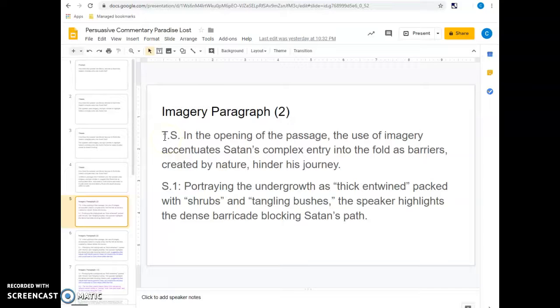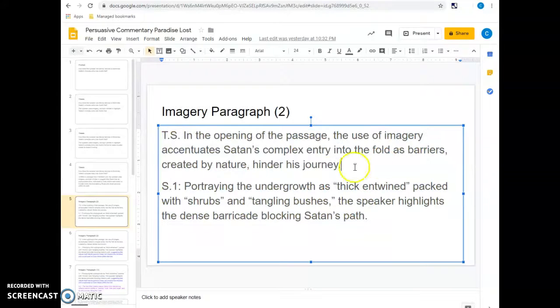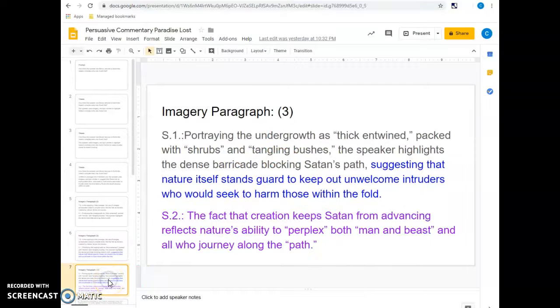and you can see that if you just have this in your paragraph, as good as these sentences are, in the opening passage, the use of imagery accentuates Satan's complex entry into the fold as barriers created by nature hinder his journey. Portraying the undergrowth as thick and twined, packed with shrubs and tangling bushes, the speaker highlights the dense barricade blocking Satan's path. If this is all you have, nice sentences, not enough. Same thing here. You're getting there, but not enough. Again, you'll have to look at this on Google Classroom.